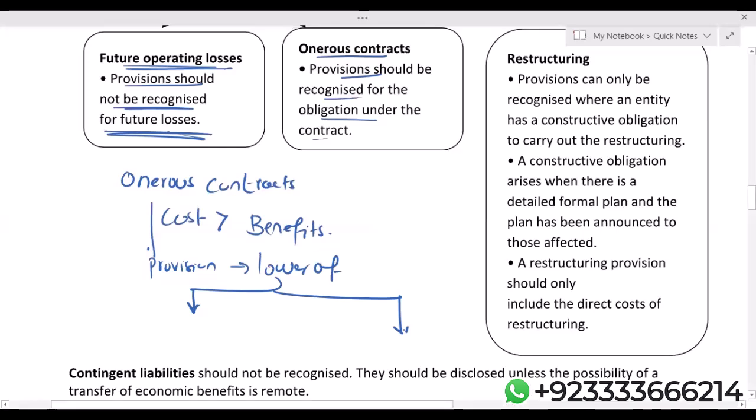According to IAS 37, the provision should be the lower of two amounts. One is the net cost of fulfilling the contract, and the second is the penalty amount.